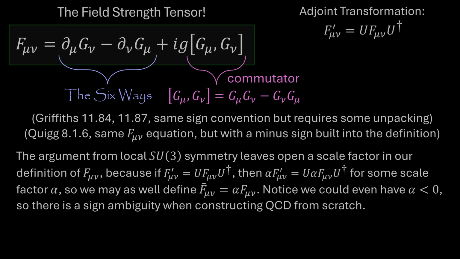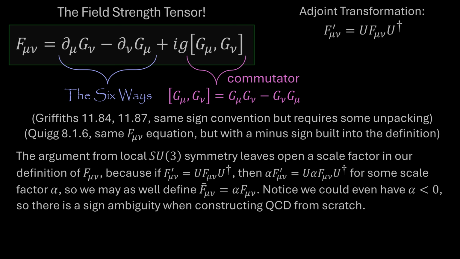Because imagine if instead we define F mu nu as like alpha F mu nu, where alpha is some scalar. Well, then by inspection, you can see that alpha F mu nu prime is going to equal U alpha F mu nu U dagger, right? So the definition of F mu nu that we've come across here is actually kind of undefined up to a scale factor.